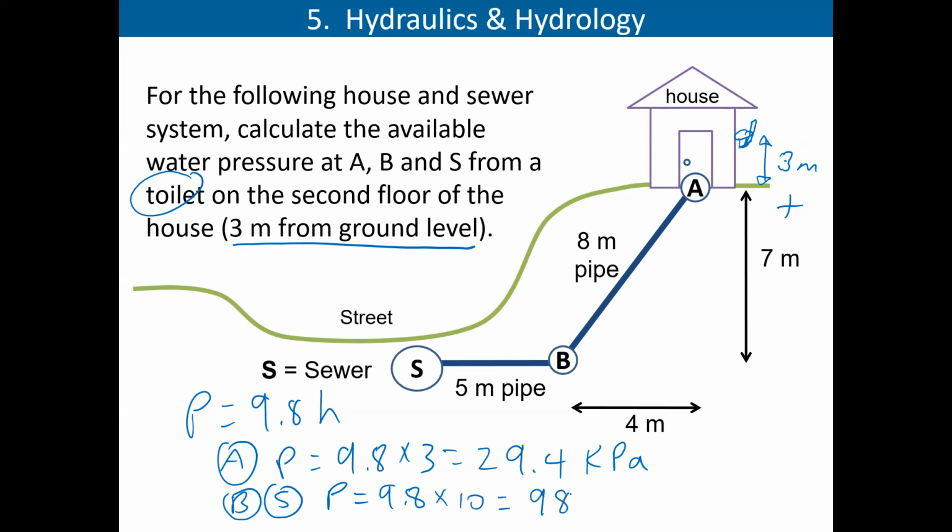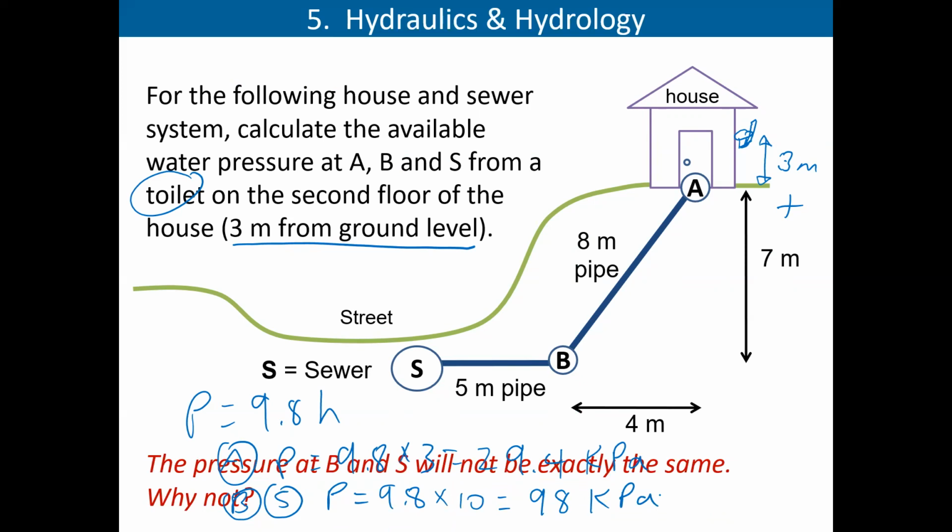So that is 98 kilopascals. So hopefully that one's relatively straightforward. Usually there's a question about what happens when the water starts flowing. When the water starts flowing, S and B may be at the same elevation, but there's going to be a little friction in the pipe here, and so that's going to actually reduce the pressure a little bit at S.